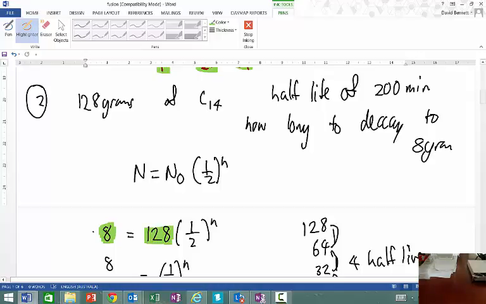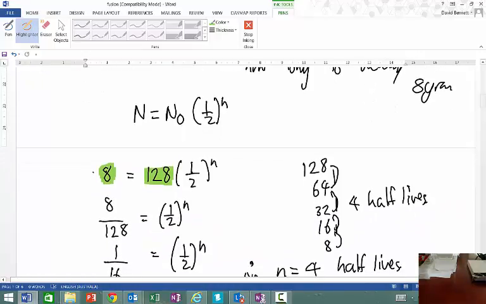Now there's a number of ways of solving it using some mathematics. Here's one way, just conceptually: 128, 64, 32, 16, 8. So that is how many half-lives? Well, that's 4 half-lives, if we think about it that way.